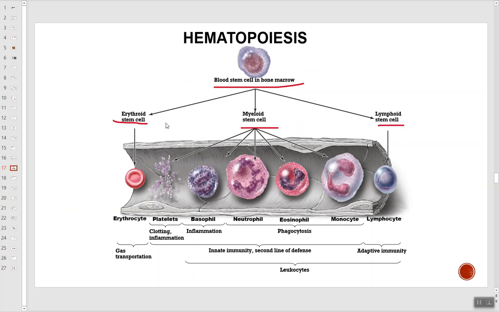The erythroid is going to become the erythrocytes, the red blood cells. The lymphoid is going to become a lymphocyte, and the lymphocytes themselves can differentiate into three different kinds, but we'll get there. The myeloid is going to become either the monocytes, which is a precursor to a macrophage, eosinophil, neutrophil, the basophil, or the platelets, which we need for our blood clotting.